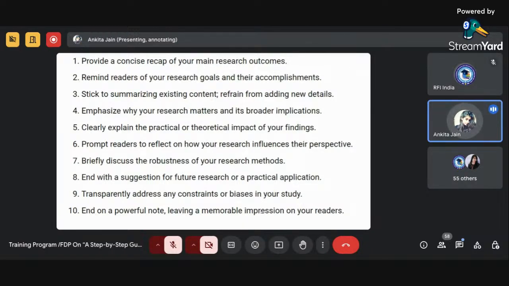Briefly discuss the robustness of your research methods, how these methods were useful or important for your study, and give a suggestion for future research or practical application. Transparently address any constraints or biases. It means if there was any limitation, you should write it, so that next time if somebody else is doing any research, they can also take care of that.